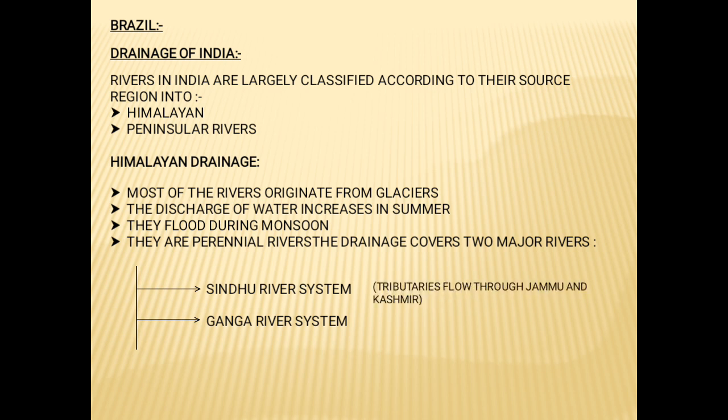Now let's study about the tributaries of Sindhu river system. Sindhu and its tributaries Jhelum, Chenab, Ravi and Satluj drain the western Himalayas, that is, they flow through the state of Jammu and Kashmir. They flow almost parallel to each other.